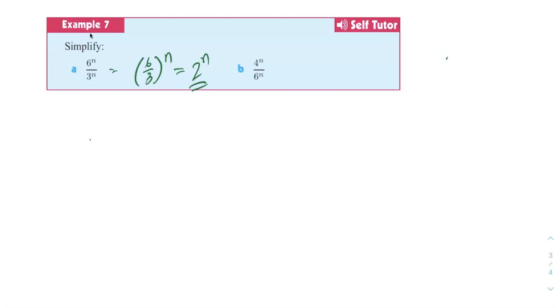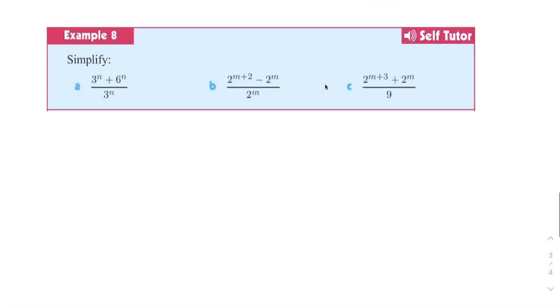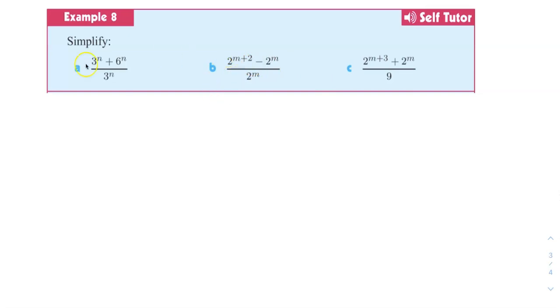Next one, similar idea. Let's combine it first. It'll be 4 over 6 to the n, because they both go to the n power. Then I can reduce it to 2/3 to the n, like that. Okay, let's move on to the last example. It wants us to simplify this.